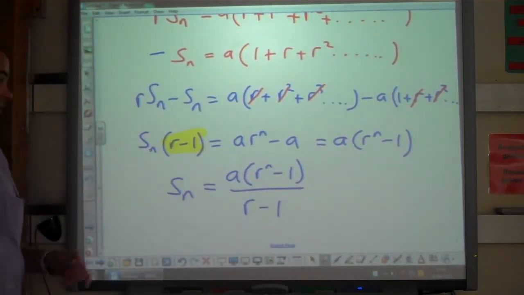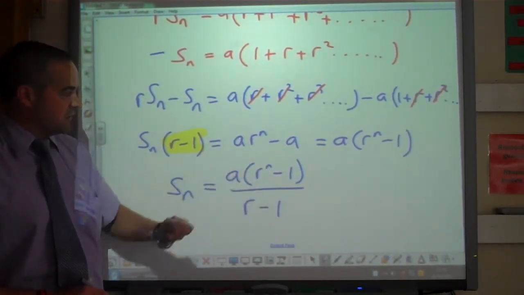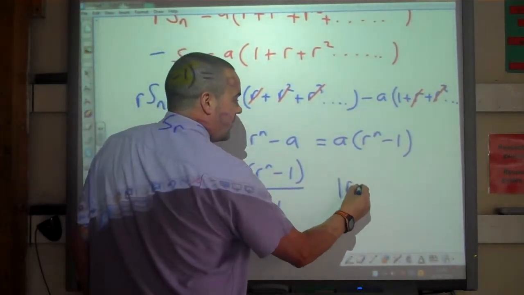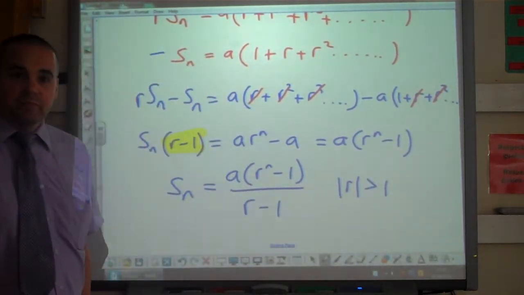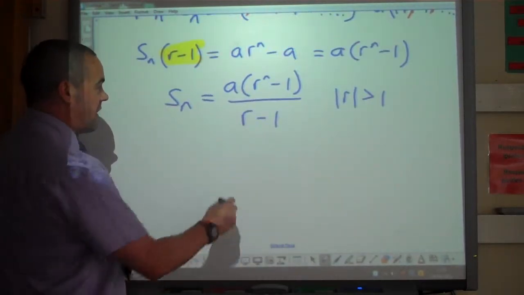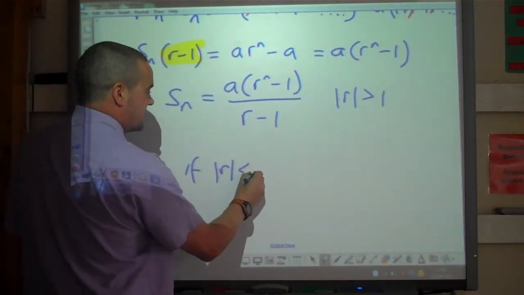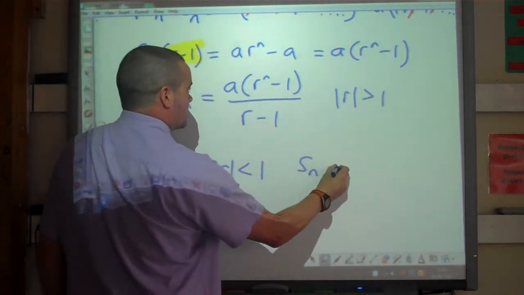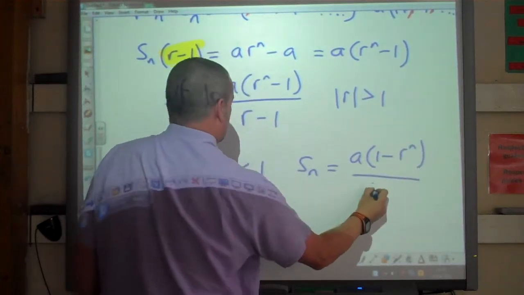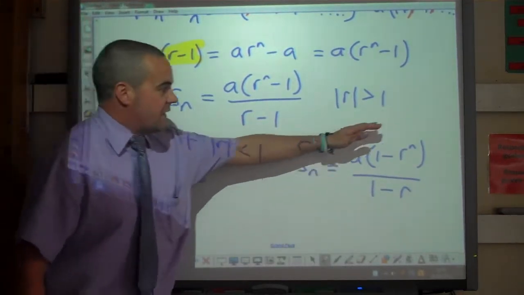And that gives us our formula to find the sum, R being the common ratio, n being the total number of terms, and A being the first term. Now this is useful if the value of R is greater than 1. Remember what we were saying in the first video about it being divergent or convergent. If the modulus of R, so it could be plus or minus, is less than 1, then it would be more useful to use 1 minus R to the n over 1 minus R. All I've done is multiply the top and the bottom by minus 1, and that would be the form to use.